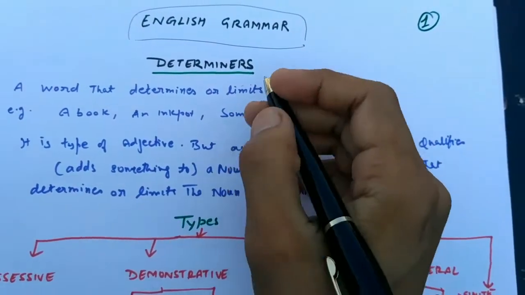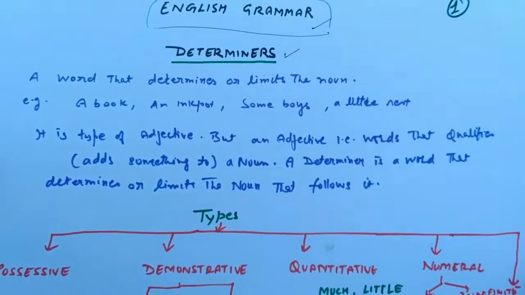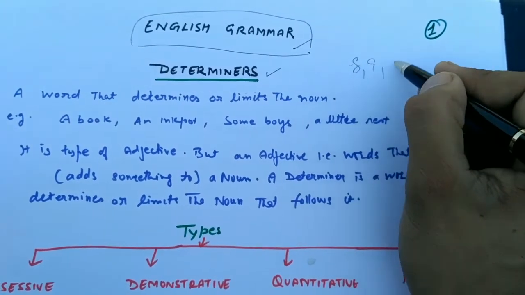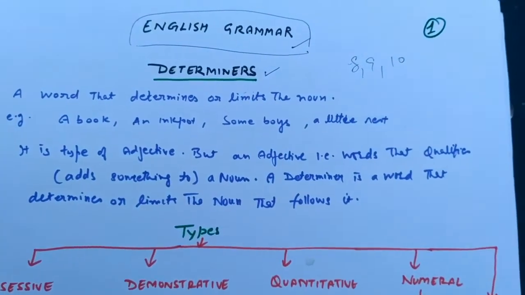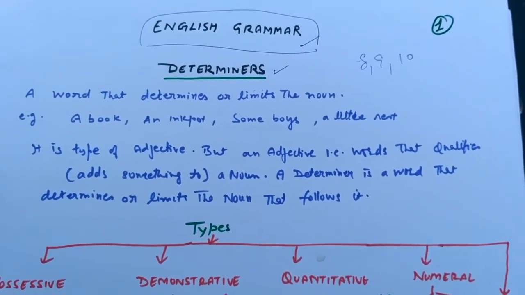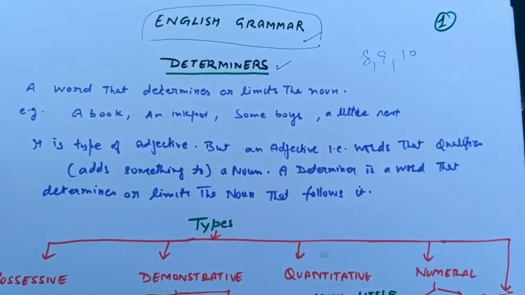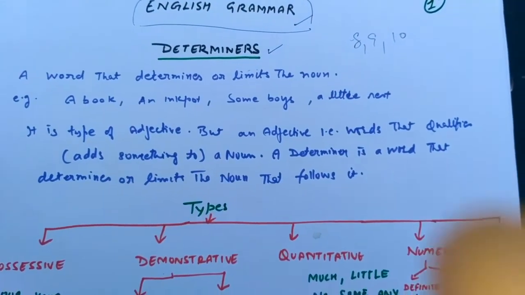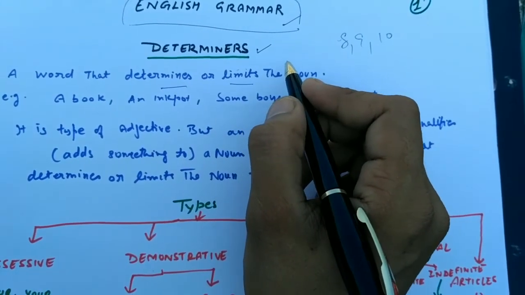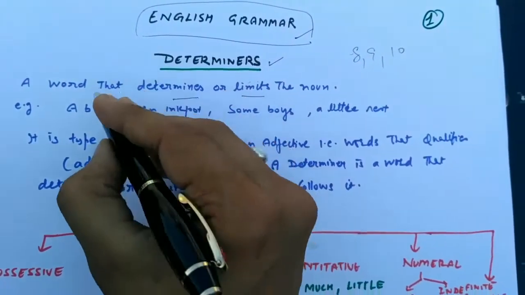So with regard to grammar, today I am discussing determiners, a very important topic from the lower level, from 8th, 9th, 10th, even in graduation and post graduation classes, and many recruitment exams. This topic is very common. So what is a determiner? A determiner is a word that determines or limits the noun.